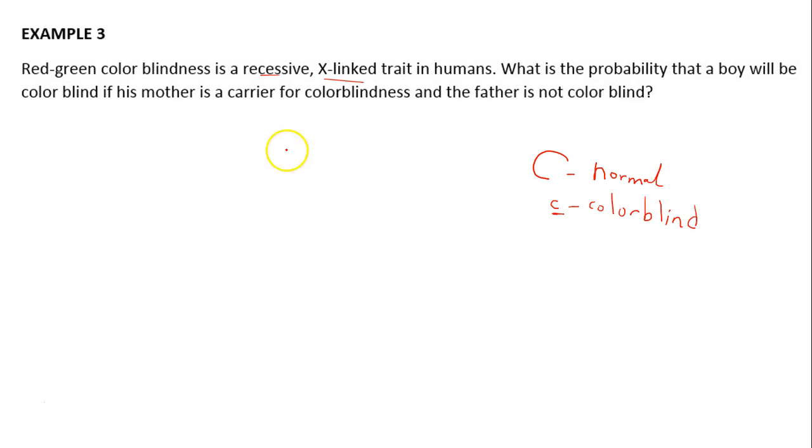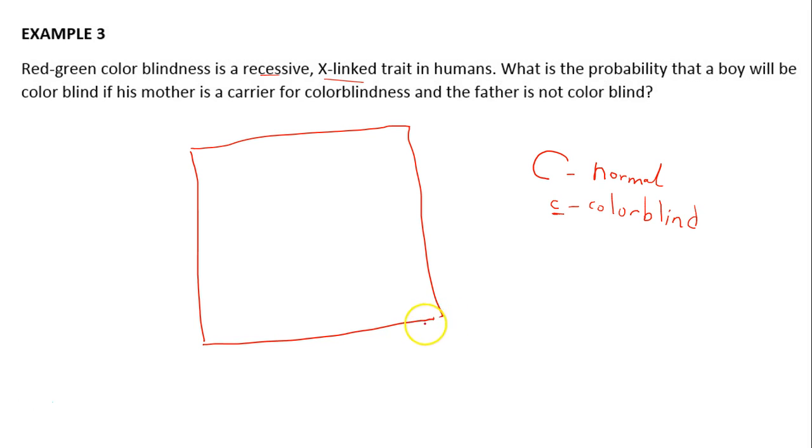Now we need to draw a Punnett square. Go ahead and draw our Punnett square. There's something close to a square. Now we're going to divide it up into 4. And now it says that his mother is a carrier for color blindness. Let's put his mother up top.